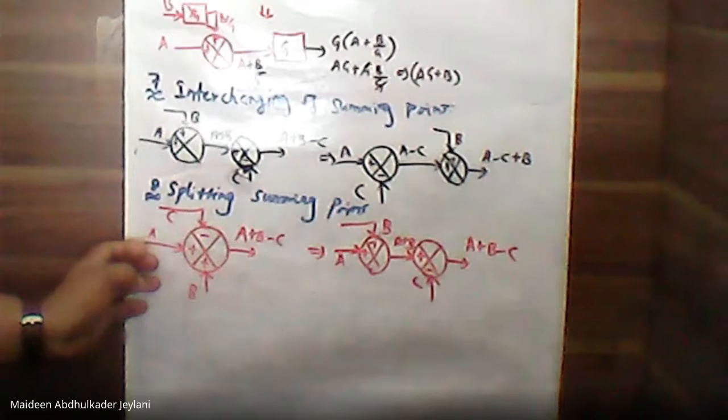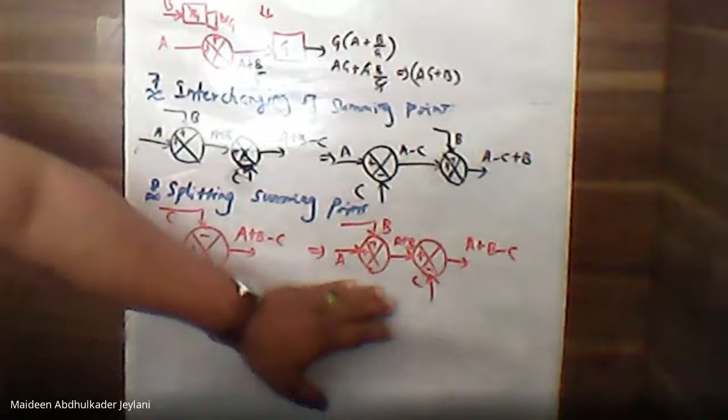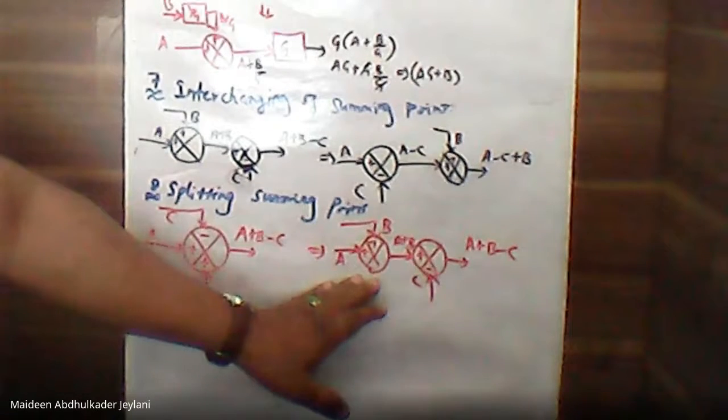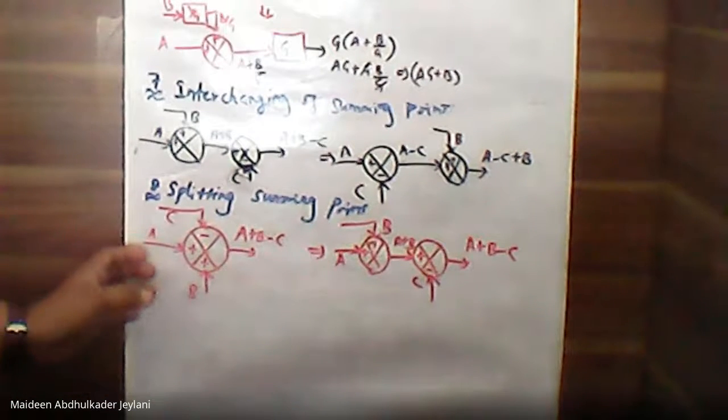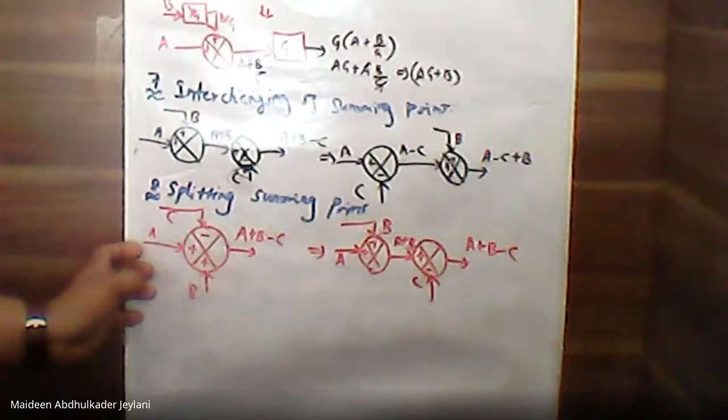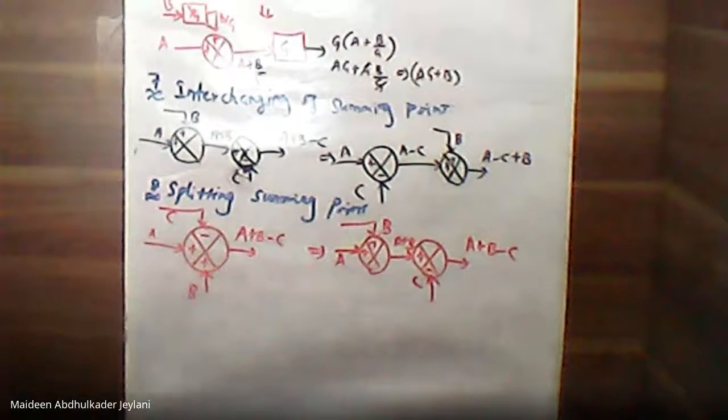So for a 3 input in a single summing point, I have split it into 2 inputs together and 1 input separately. So this was the rule to be followed when you are splitting a summing point. Clear? And the reverse operation is when you are combining a summing point. Okay, we have seen the interchanging of summing points and splitting of a summing point.